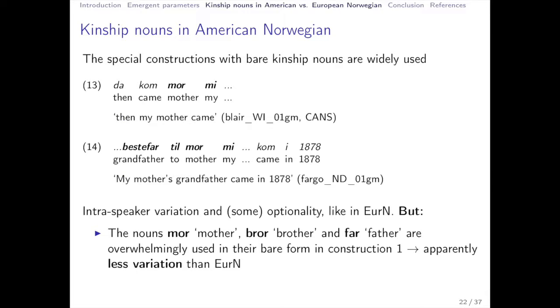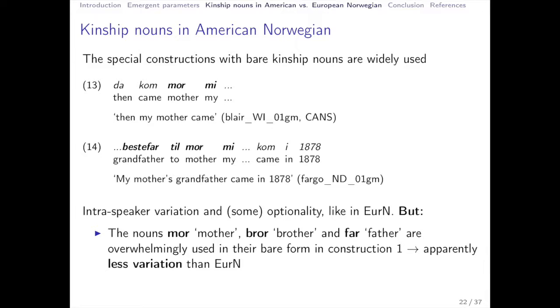So what about American Norwegian? Do these speakers have a split possession pattern? And in short, yes, they do. Special constructions with their kinship nouns are widely used. So we find things like bestefar til mor mi. This is actually both of the constructions combined.